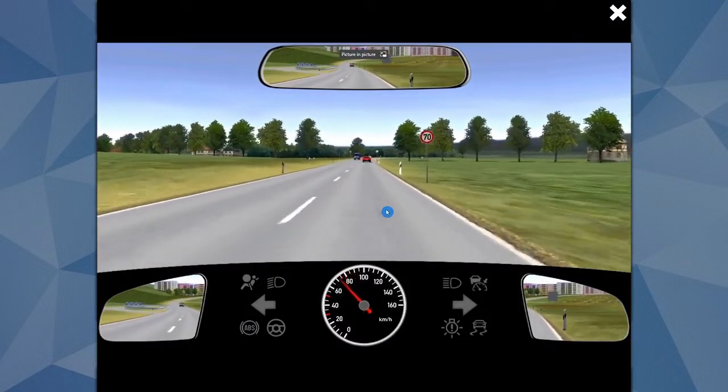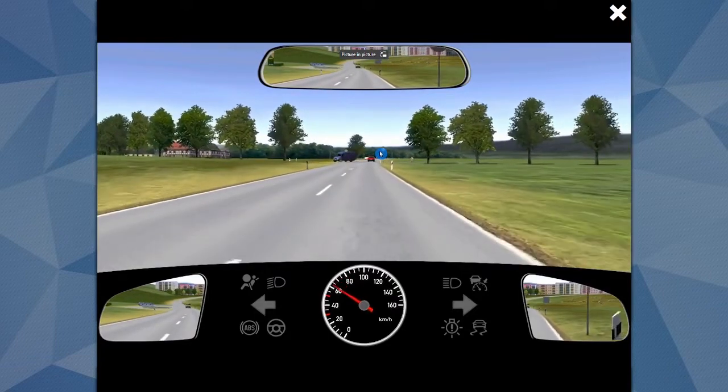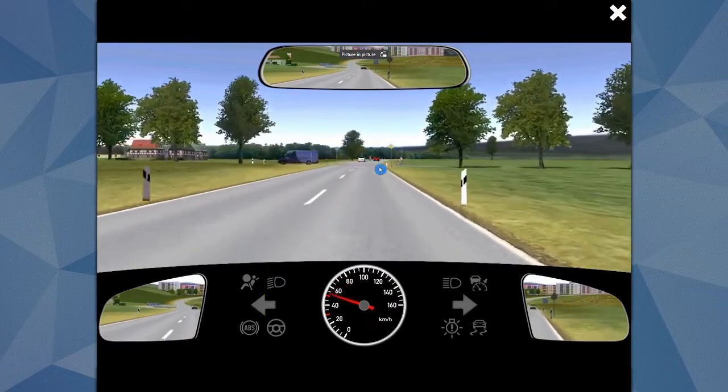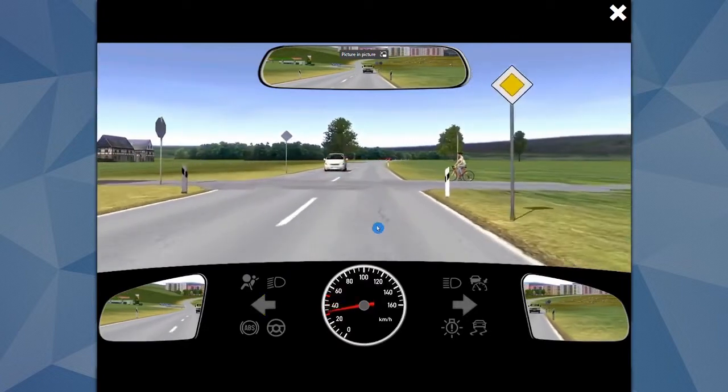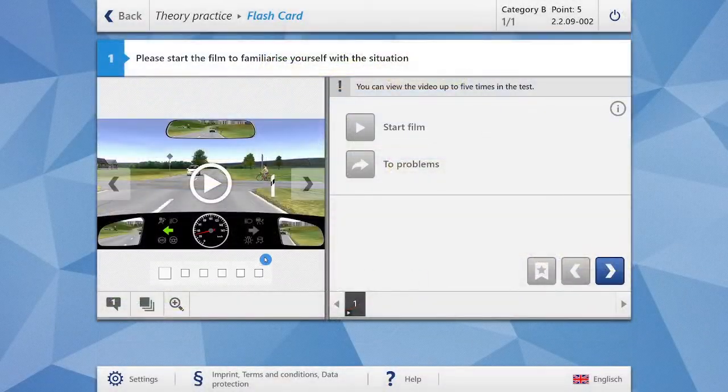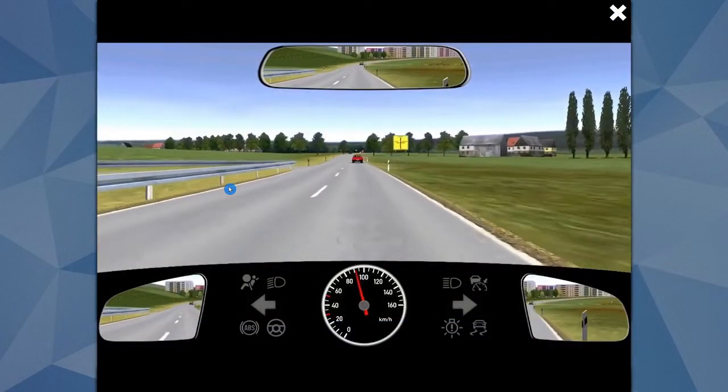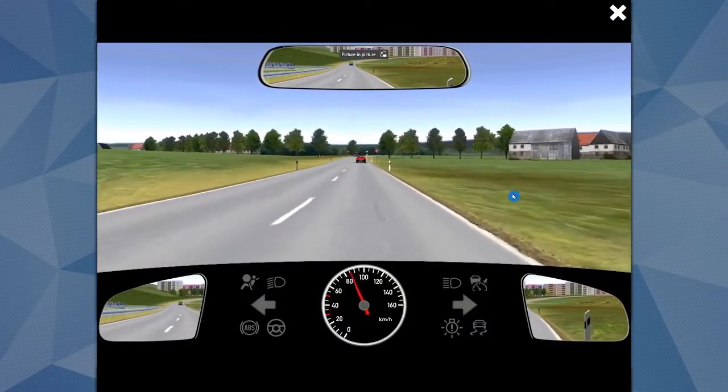Let's observe the traffic signs. You can see that you are in a priority road. There is a bicycle coming in. There is a motorbike. There is a car as well. Okay, let's look at the film once again and look at all those details which might appear in your problems.